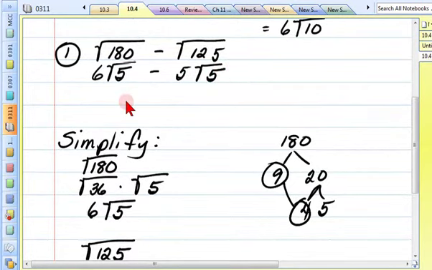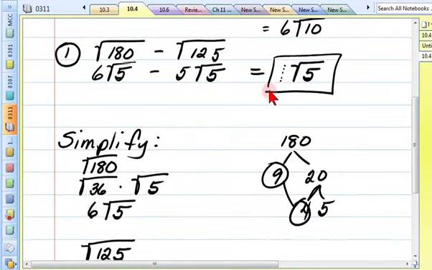Are they now like radicals? Yes. So I have 6 square roots of 5 minus 5 square roots of 5, and that gives me an implied 1 square root of 5, and we wouldn't write the 1. And that's my answer. So you're going to practice simplifying radicals a lot in the lesson on trying to add and subtract them. Let's look at number 2.